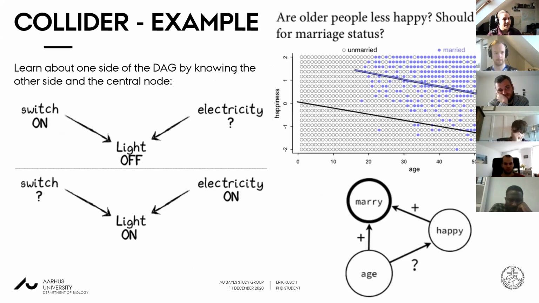So in the example of light being a product of whether electricity is present and a switch has been flipped to the on position, if we know that the light is off and the switch is flipped to the on position, we are quite sure that the electricity has gone missing.